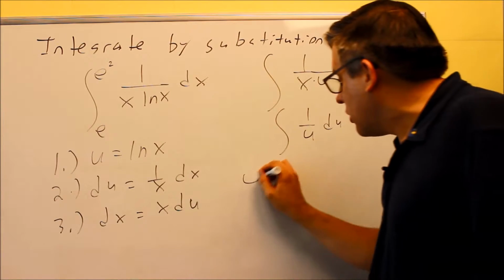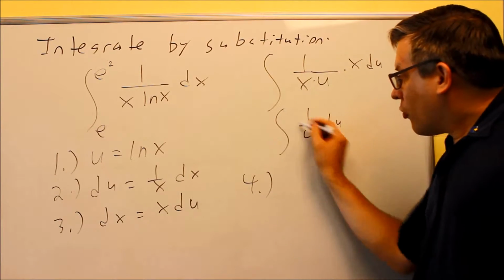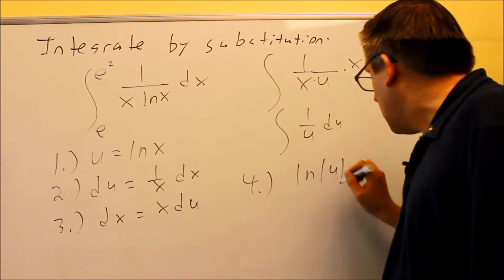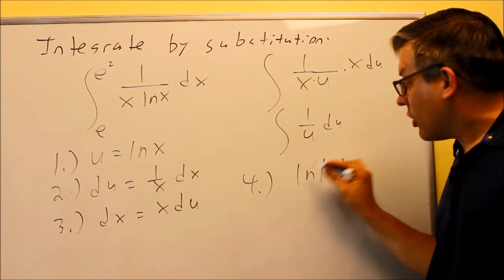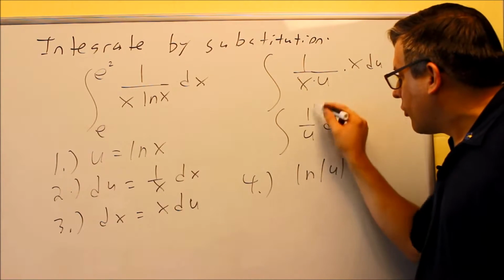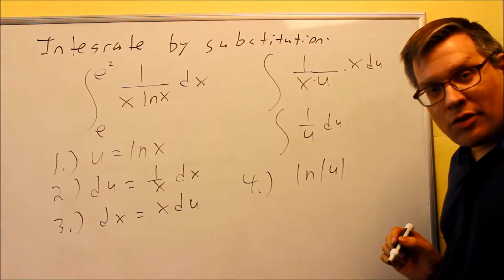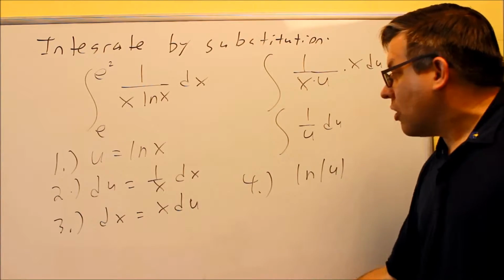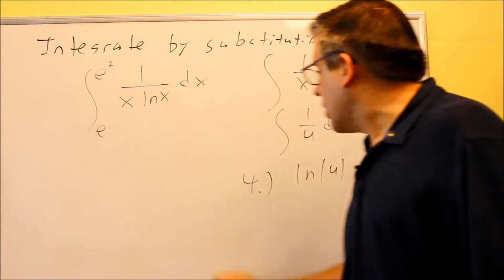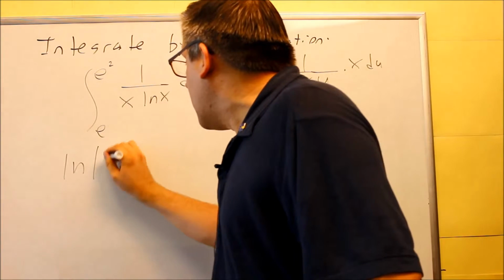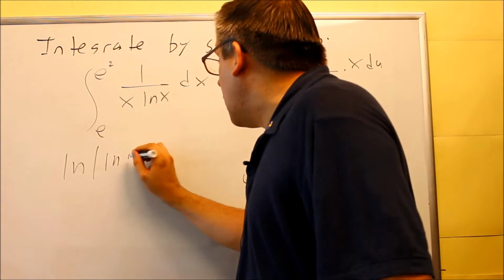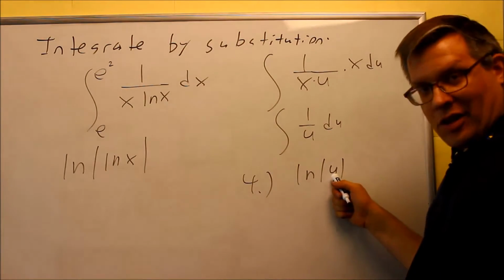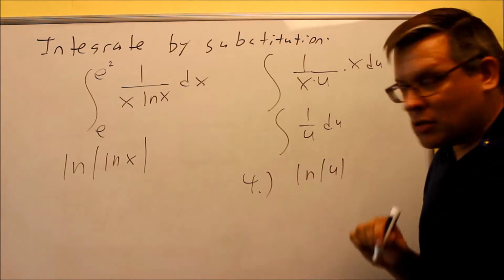Now I'm ready to integrate in step number 4. Remember, if you integrate 1 over u, you'll get the natural log of the absolute value of u. So this 1 over u turns into the natural log there. Now at this point, what I'll do is plug my u back in. The u is natural log also. So what does that look like? You're going to have natural log of the natural log of x right there. The u was just ln x, so that's why there's an x inside, not a u.